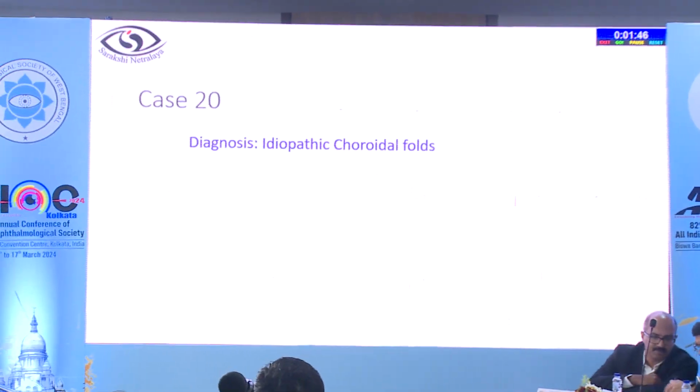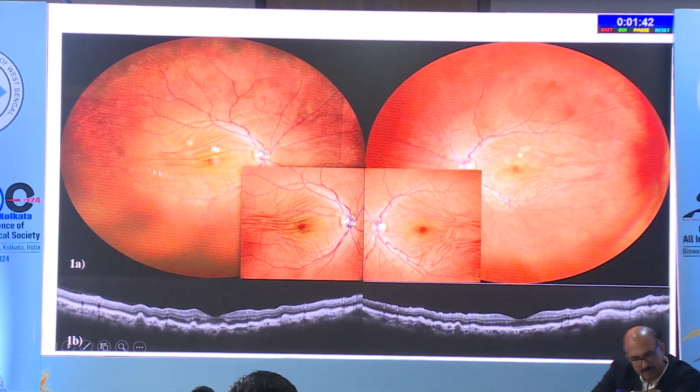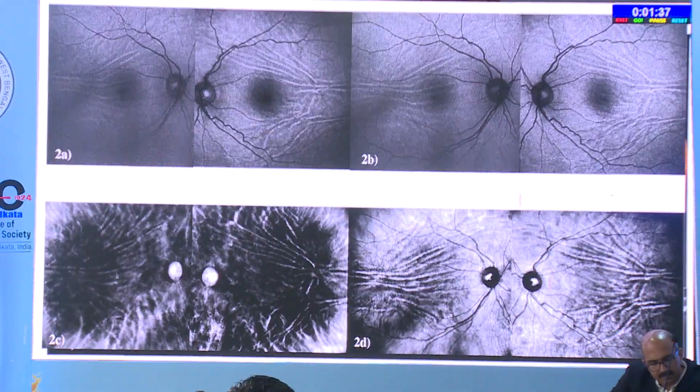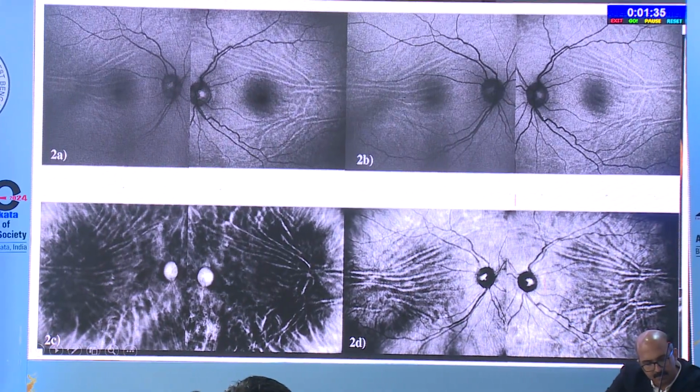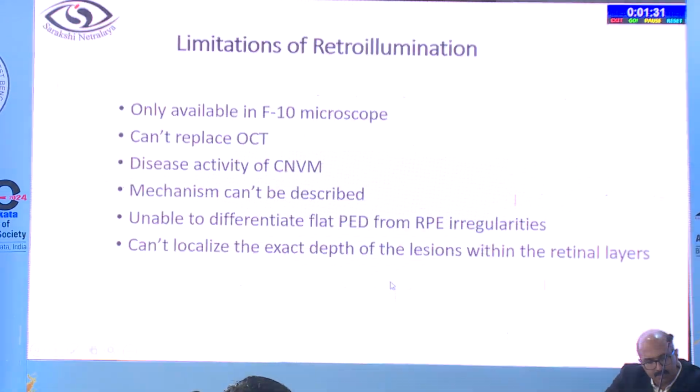So this is the case of idiopathic choroidal folds. On the color photo, you could see band-like prominences over the macular area. But in the retro mode, you could see the ribbon bands, which are more prominent and more clearly observed.